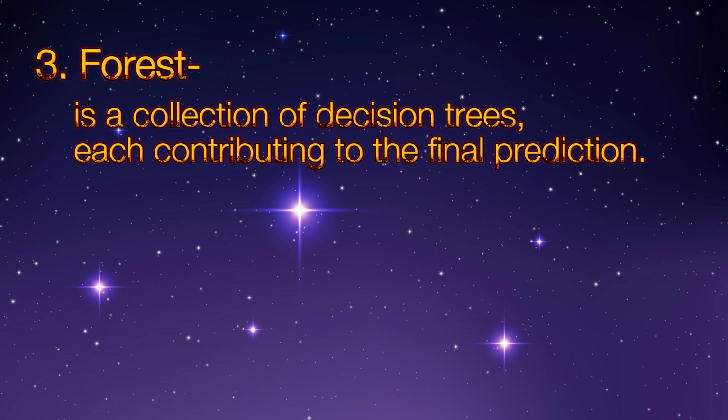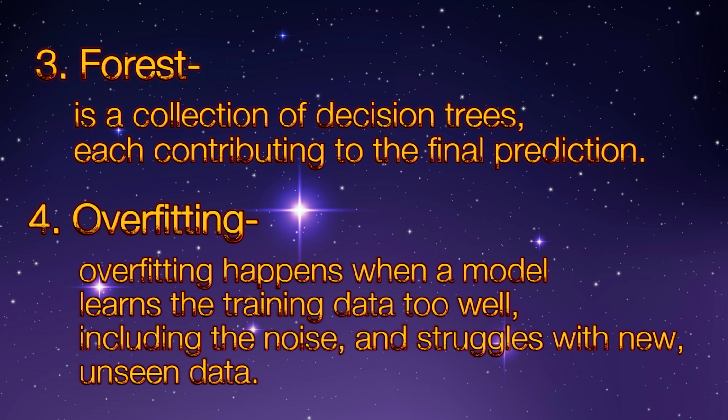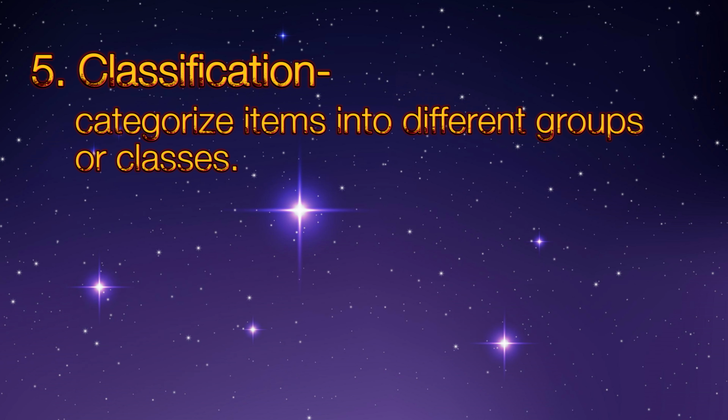The third one is forest. No, we're not talking about trees in the park. In random forest, a forest is a collection of decision trees, each contributing to the final prediction. The fourth one is overfitting. Think of it as wearing a suit that's too tight. Overfitting happens when a model learns the training data too well, including the noise, and struggles with new or unseen data.